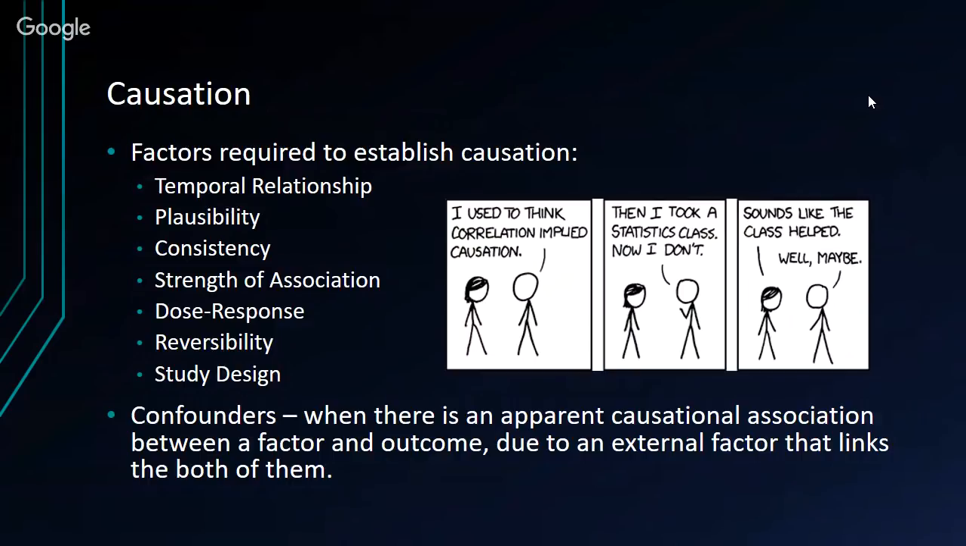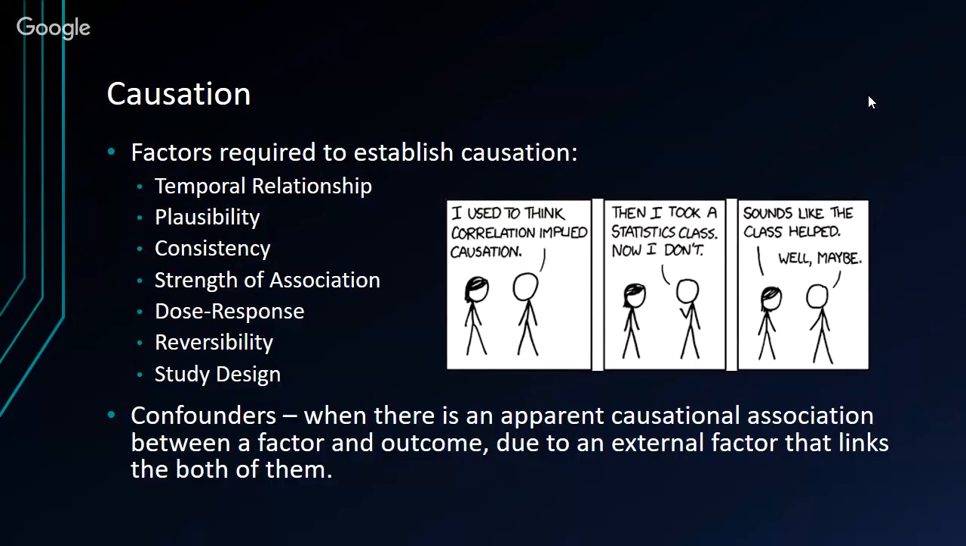The next 3 are associated with correlation. So strength of association is what is the relative risk, which we'll go into later when we're talking about measuring disease. Reversibility: does removing the exposure remove the outcome? And dose response is: does increasing the exposure increase the result? And strength of study design we'll go into later, but is the study you've conducted reliable enough to establish causation? What level of evidence does it provide?